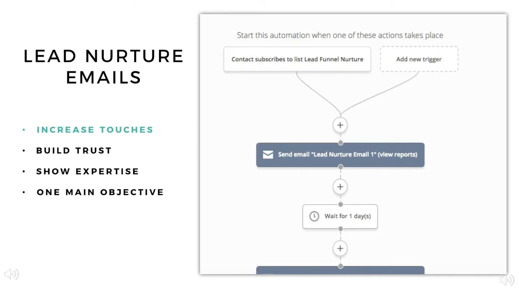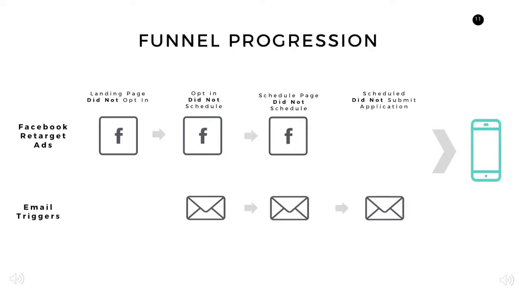Okay, so let's talk about funnel progression. And like I said, in a perfect world, people would just breeze through your funnel. That is not going to happen. People need a lot of touches. So we have the lead nurture, and those are people that have already got into your funnel to help them schedule a call. But we'll also have what I call funnel progression to help people move through the funnel. So there are 2 ways to do this: Facebook retarget ads and email triggers.